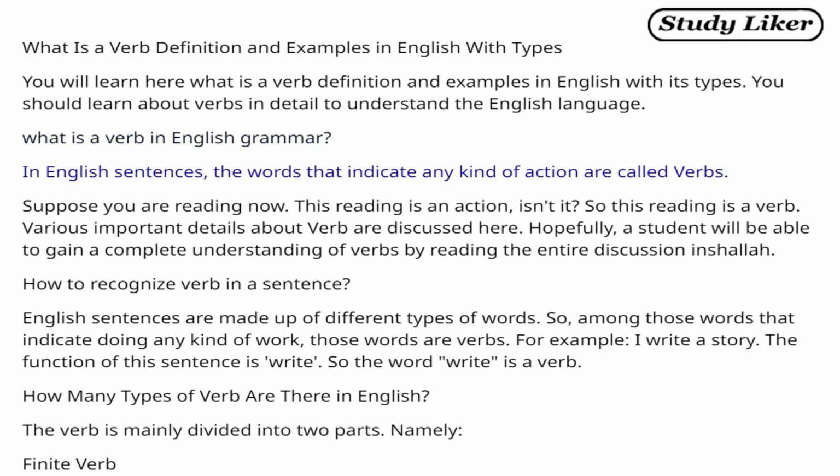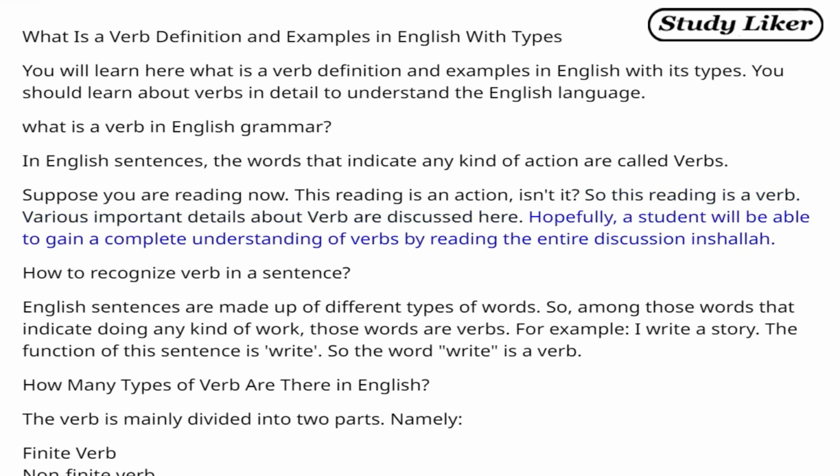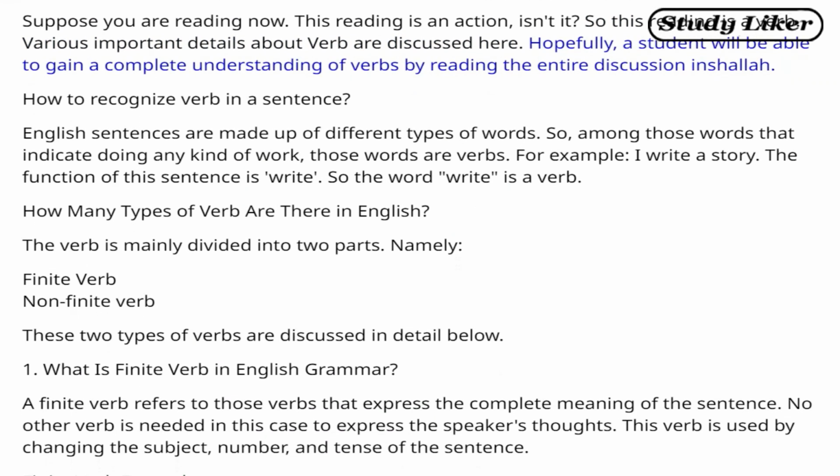In English sentences, the words that indicate any kind of action are called verbs. Suppose you are reading now. This reading is an action, isn't it? So this reading is a verb. Various important details about verb are discussed here. Hopefully, a student will be able to gain a complete understanding of verbs by reading the entire discussion.